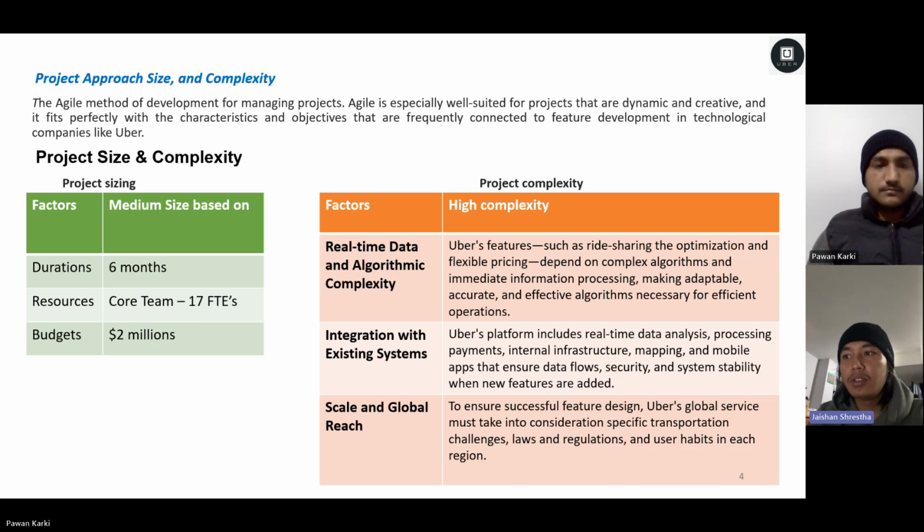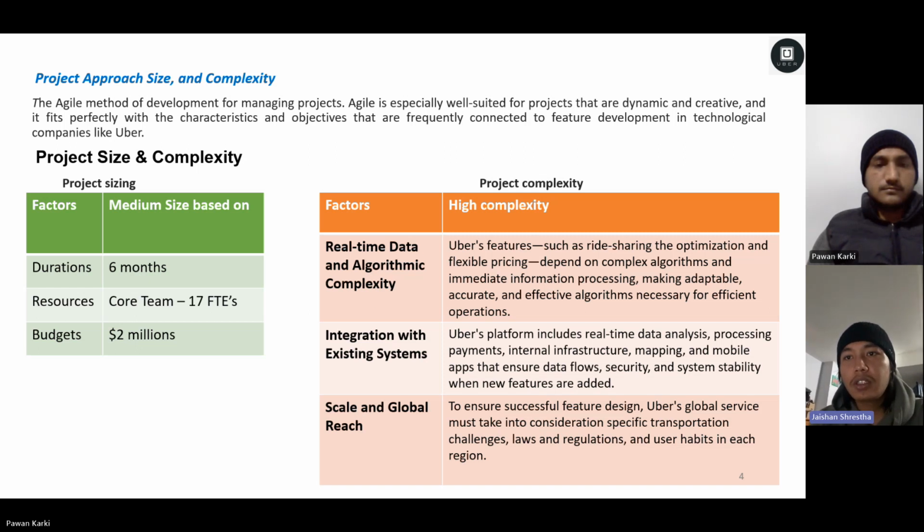So it is also shown in this graph here in this presentation, talking about our project approach and complexity of project. Agile method of development is implemented for managing the project. Agile is especially well suited for projects that are dynamic and creative, and it fits perfectly with the characteristics and objectives that are frequently connected to feature development in technological companies like Uber.